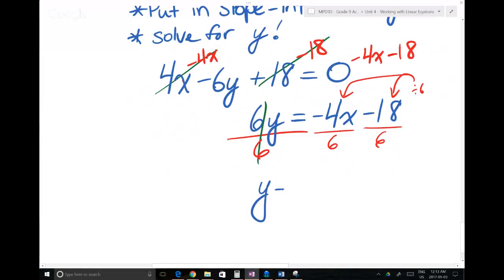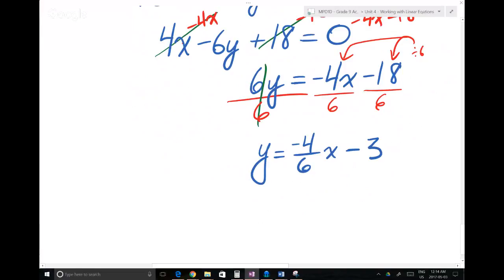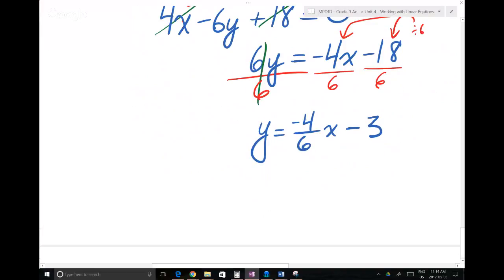and what am I left with? Well, I'm left with y equals negative 4 over 6 times x. And then negative 18 over 6, we can do that division. So negative divided by positive, so it's going to be a negative number. And 18 divided by 6, well, that's 3. And then I would note even further that this can be reduced. 4 and 6 are both divisible by 2. So we can simplify that fraction. Again, what we have here is totally correct. That's a nicer answer to say y equals negative 2/3 x minus 3.